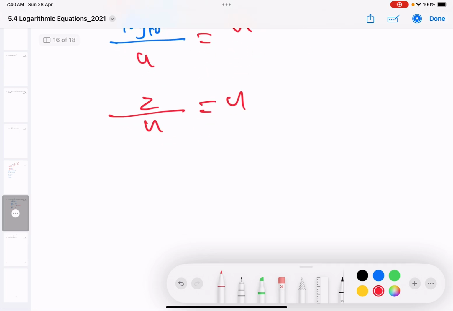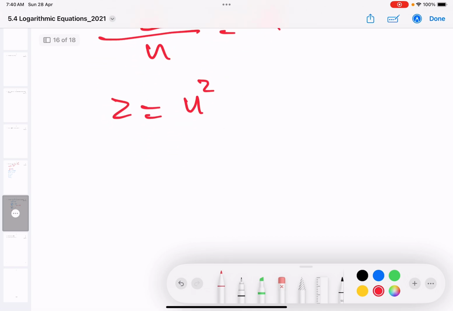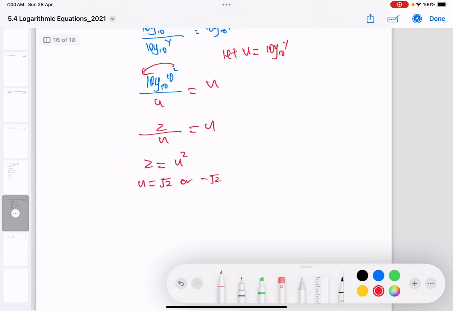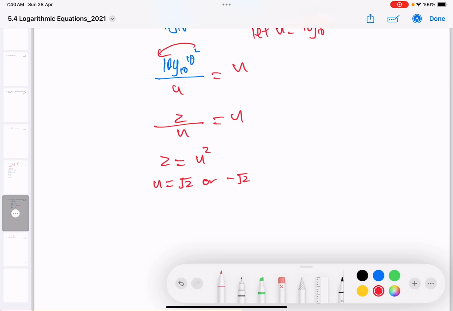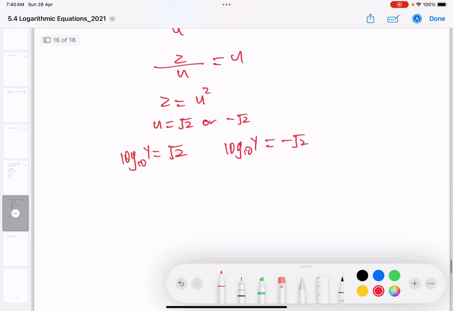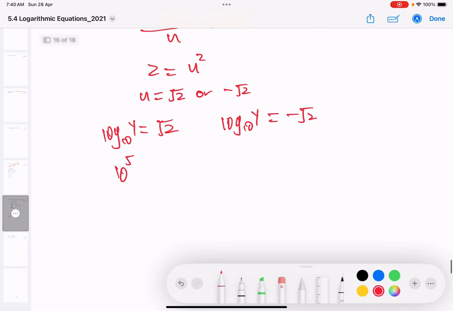I can get rid of the fractions because remember, in mathematics we generally do not like fractions. Multiply by u throughout. 2 is equal to u squared. I don't even need to bring the 2 over, I can square root both sides, so I know that u is equal to square root 2 or negative square root 2. Now don't leave your answer like this because we need to substitute back. So log 10 of y is equal to square root 2, or log 10 of y is equal to negative square root 2. So 10 to the power of square root 2 is equal to y, or 10 to the power of negative square root 2 is equal to y.